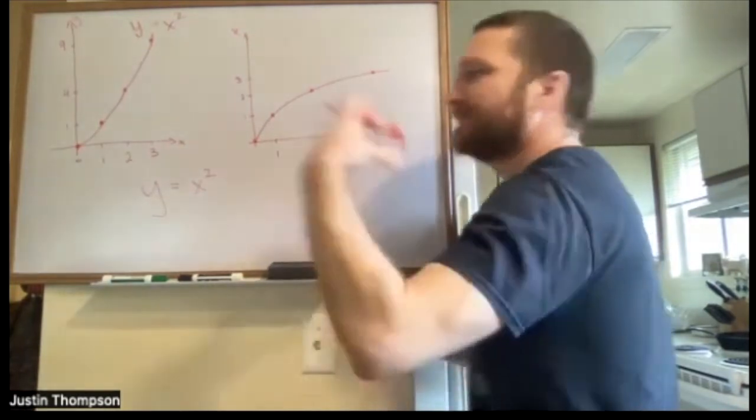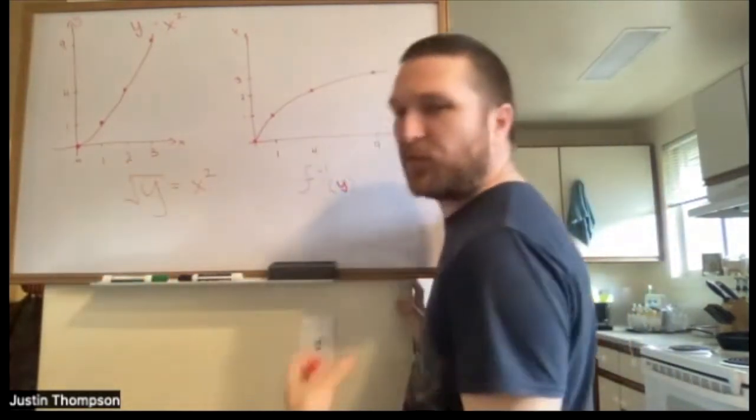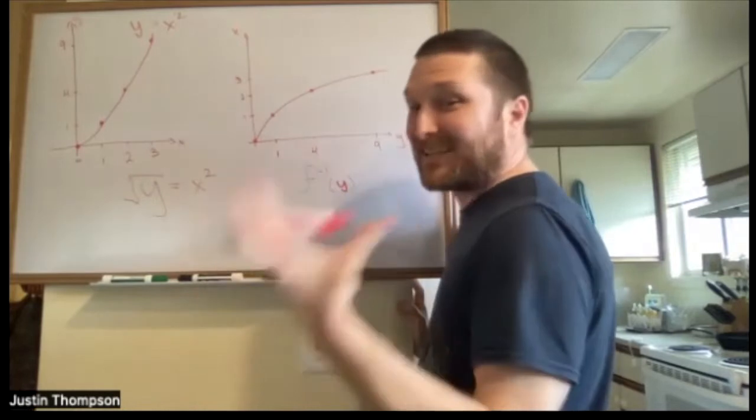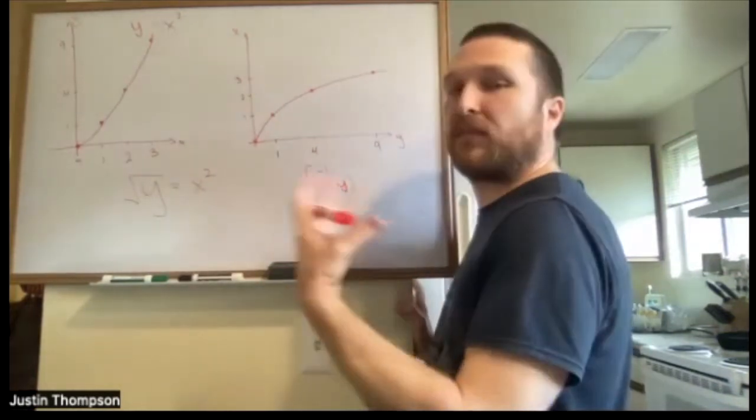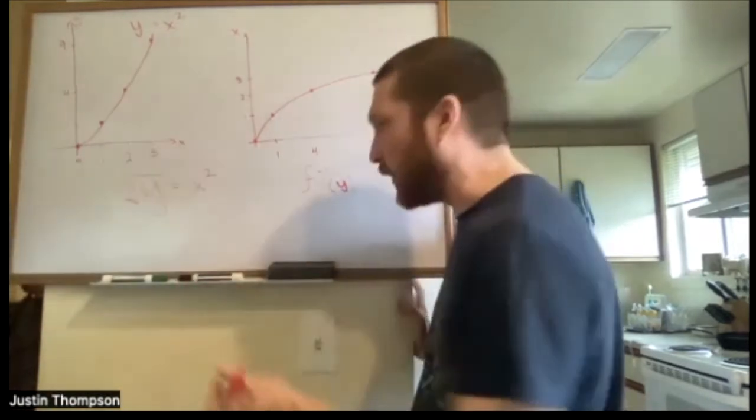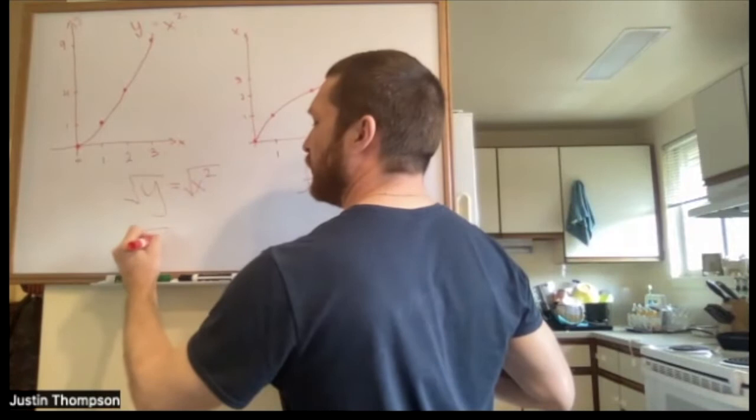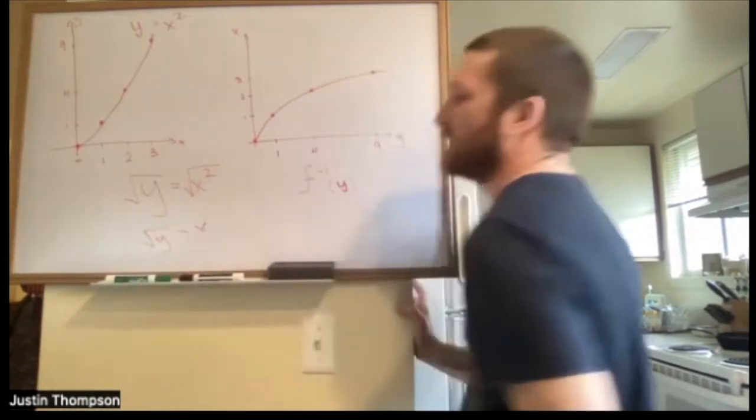Take the square root of both sides. There you go. In other words, undo the thing that you did. And like I said, we're so familiar with this that we don't even think twice about it. It's just like, well, you squared something, you unsquare it. You take the square root. And that gives you that the square root of y is equal to x.